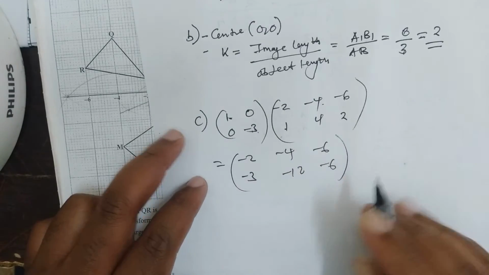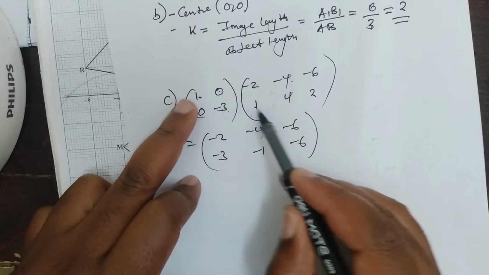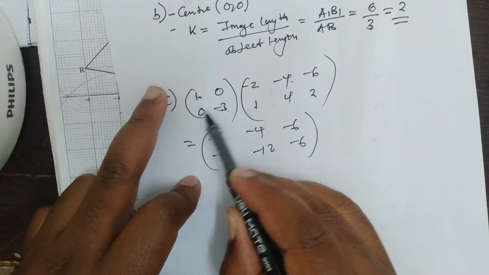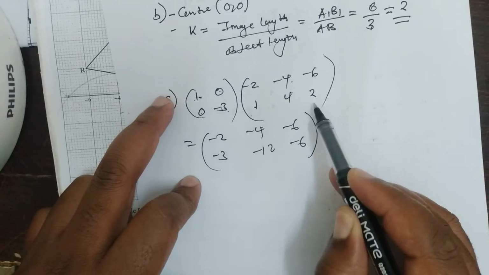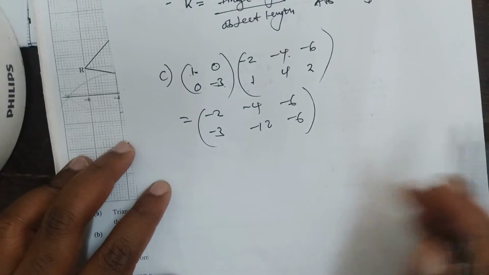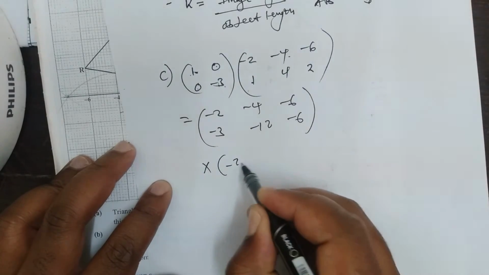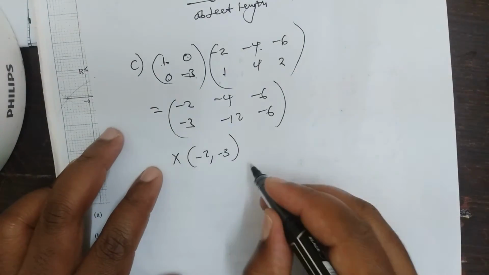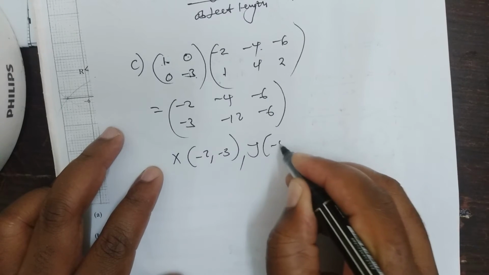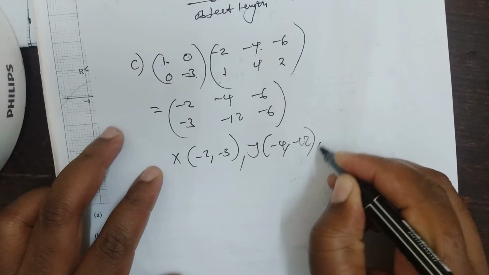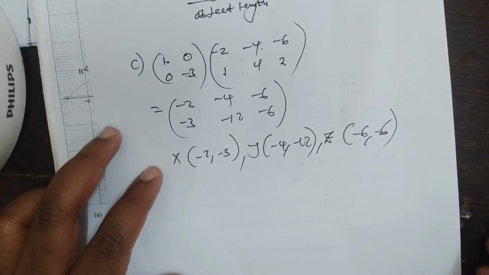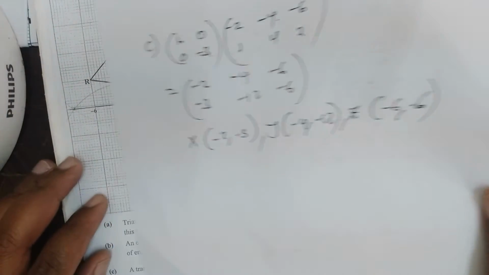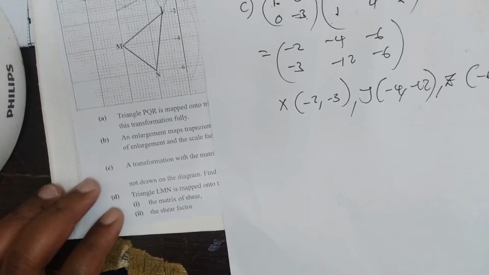Why have you done the shortcut? It's because there are 0 here. So it means downwards here there will be 0, and again on top. So if that's the case, just multiply what is on top with what is down. Okay, so it means X has negative 2, negative 3. Y has negative 4, negative 6. And Z has negative 6, negative 6. Okay, that is how we are going to do that one.